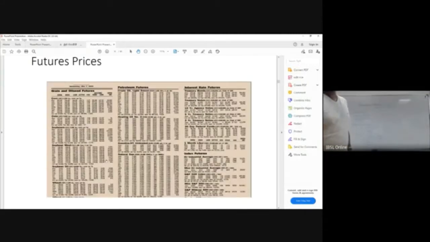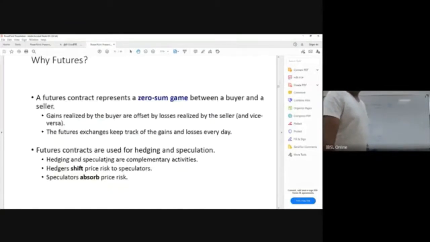And so there are futures for anything under the sun, right? Pork belly futures, weather futures, interest rate, exchange rate, equity, bond futures. So why do you get into futures? A futures contract represents a zero-sum game between a buyer and a seller. Gains realized by the buyer are offset by losses realized by the seller. The futures exchange keeps track of the gains and losses every day. Futures contracts are used for hedging and speculation.